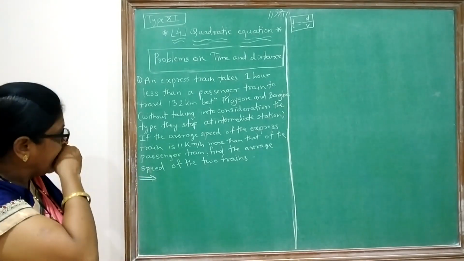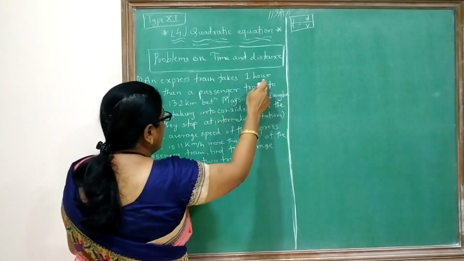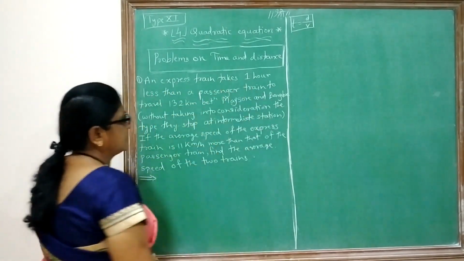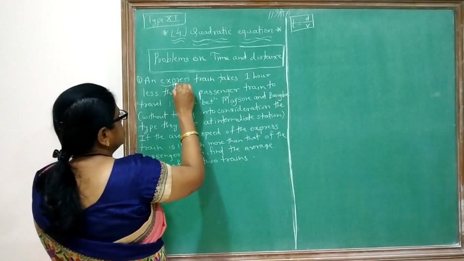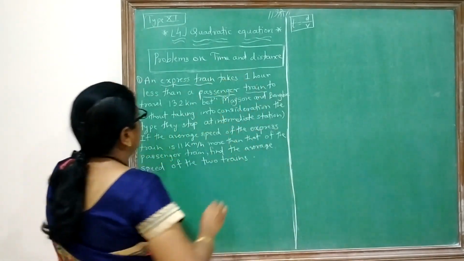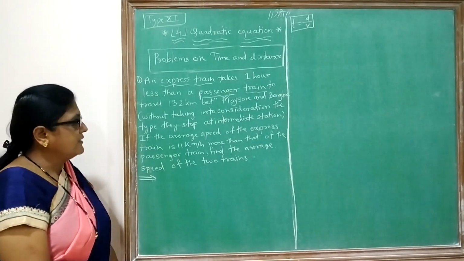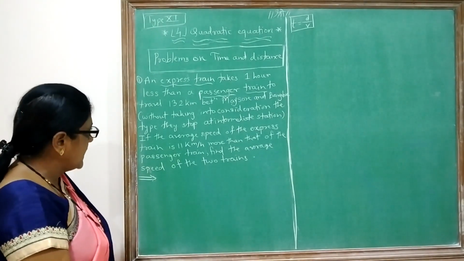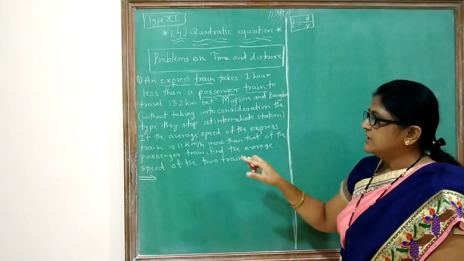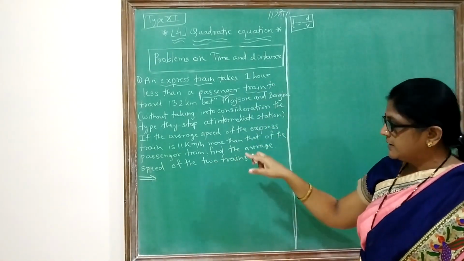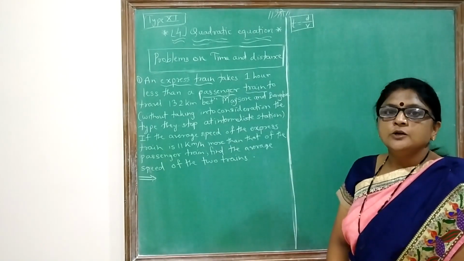Now read the first example. An express train takes 1 hour less than a passenger train. Here two trains are present: one is the express train and the second is the passenger train. To travel 132 km between Mysore and Bangalore, without taking into consideration the time they stop at intermediate stations, and if the average speed of the express train is 11 km per hour more than that of the passenger train, find the average speed of the two trains.